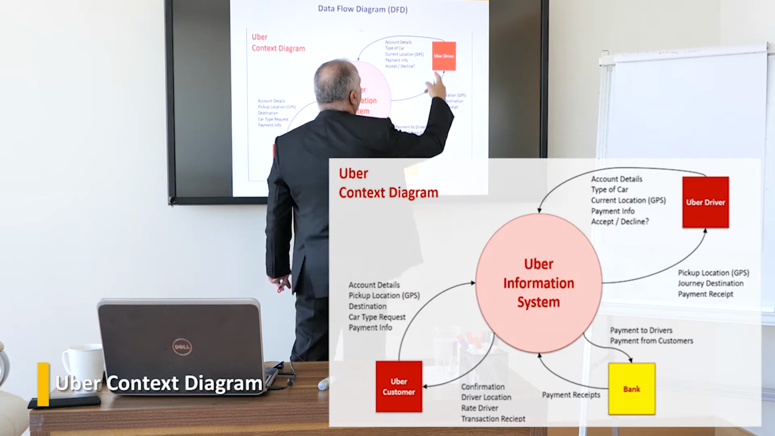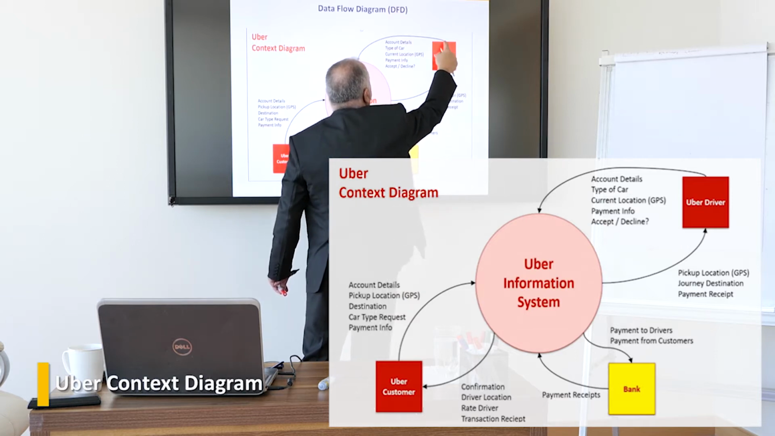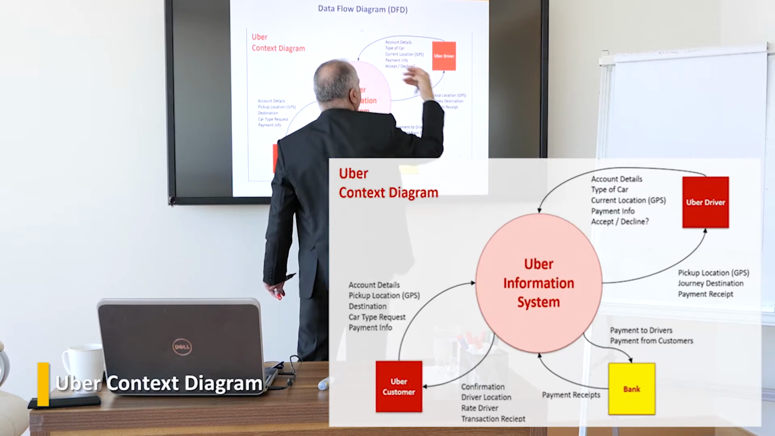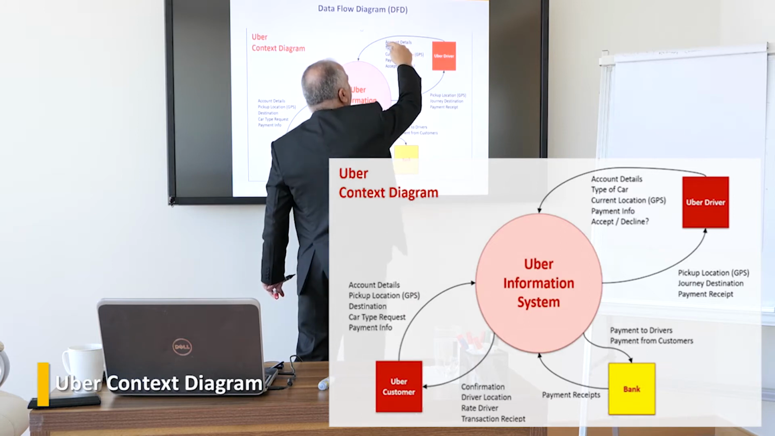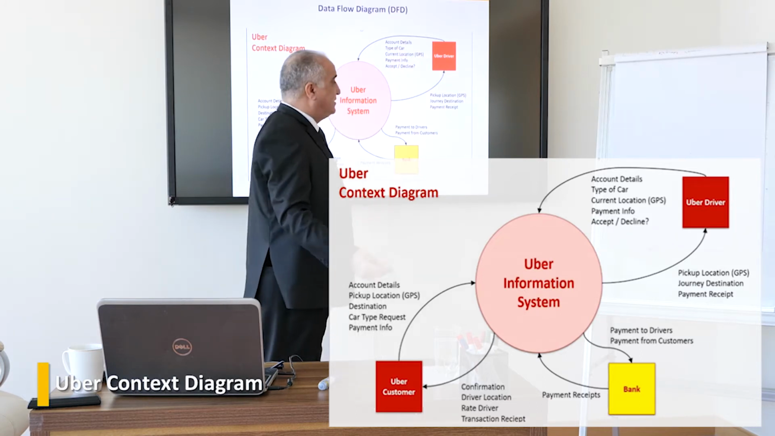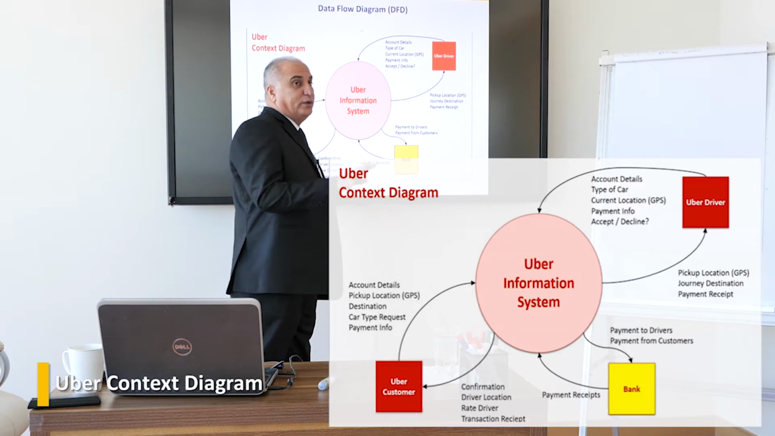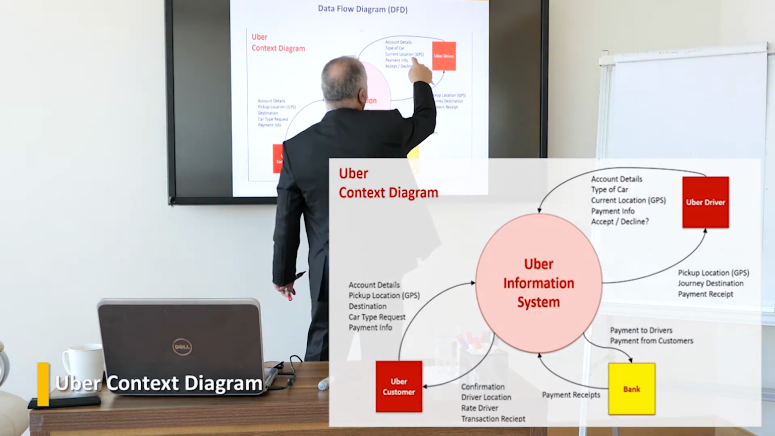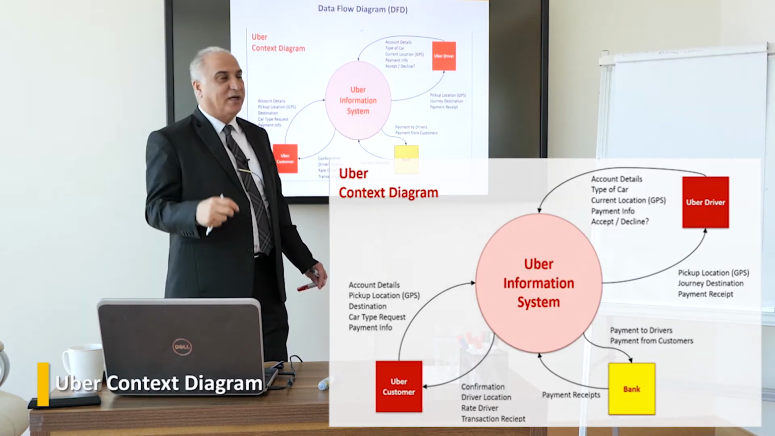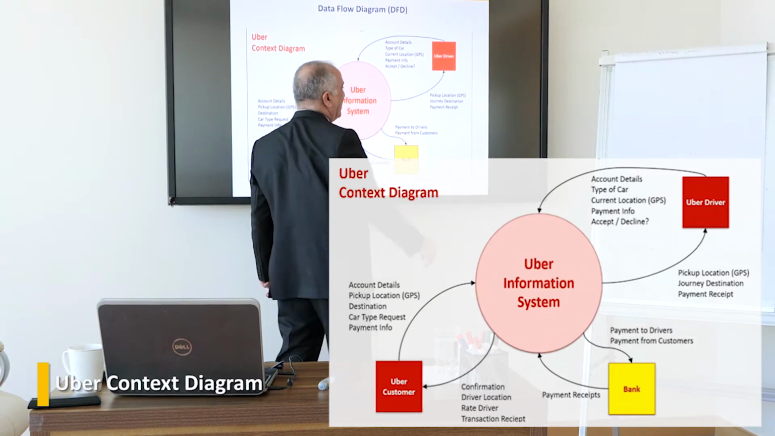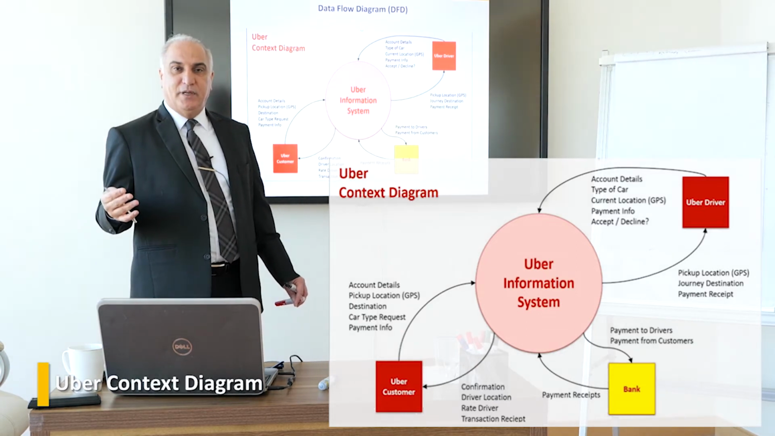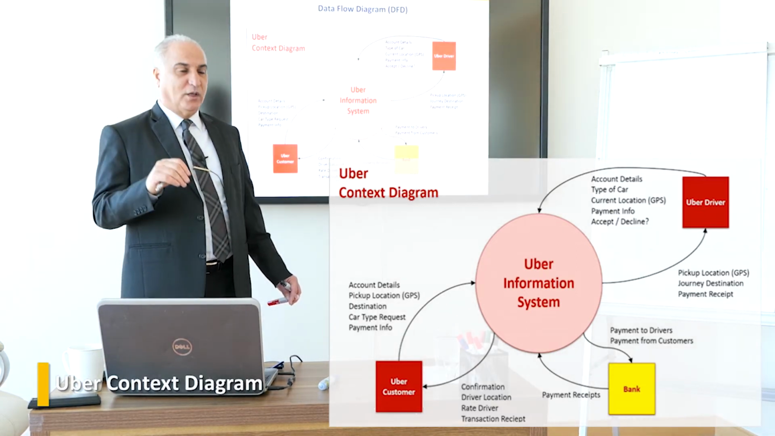So how do drivers, again, generate an account? They will enroll themselves in the Uber information system by creating an account. A driver will say what type of car he has. We know the current location through the GPS, and payment information, because the driver needs to get their money. And drivers at one point have to tell me whether they are willing to pick up the request of the customer or not.